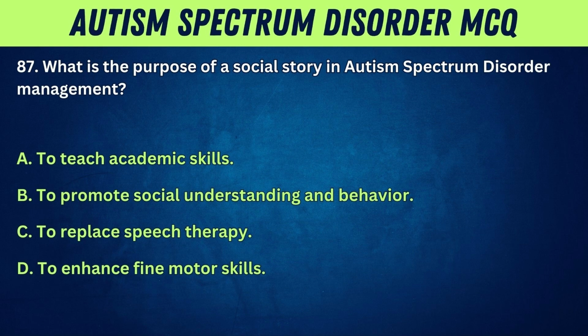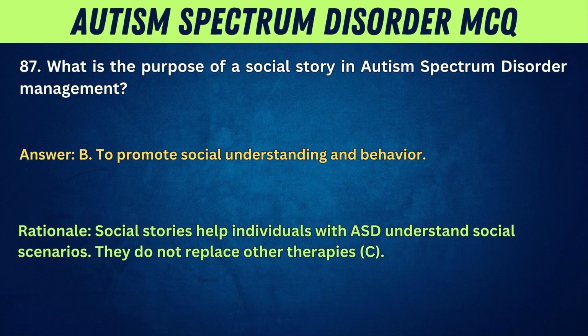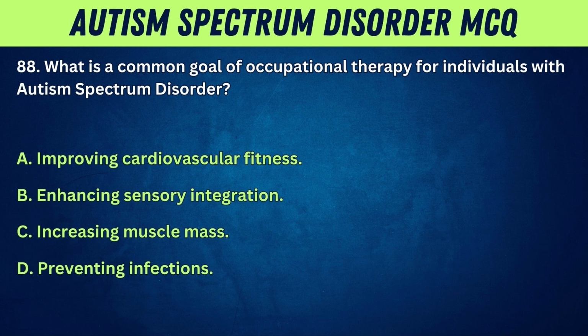87. What is the purpose of a social story in autism spectrum disorder management? A. To teach academic skills. B. To promote social understanding and behavior. C. To replace speech therapy. D. To enhance fine motor skills. Answer. B. To promote social understanding and behavior. Rationale. Social stories help individuals with ASD understand social scenarios. They do not replace other therapies, C.